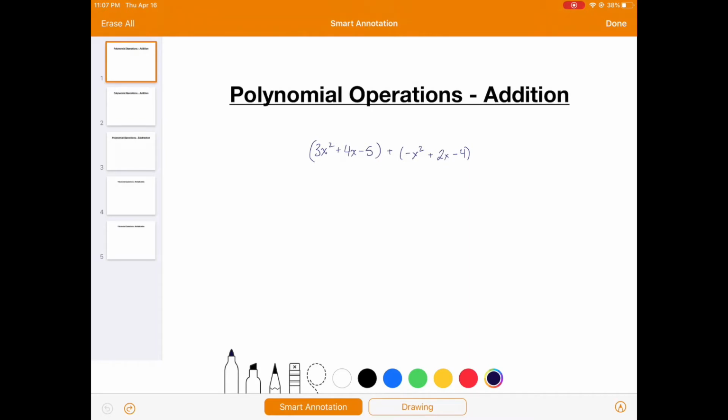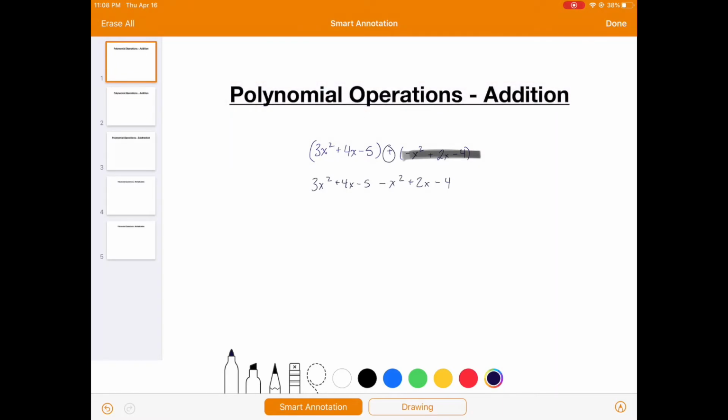The reason for this is that the plus sign in the middle means that we're really just putting these two parentheses together. So what we're really doing is 3x squared plus 4x minus 5. And then we can just rewrite this second half of the equation that's right here. So that's just minus x squared plus 2x plus 4. Sorry, that says plus. Minus 4. So the plus sign just says that we're combining them.